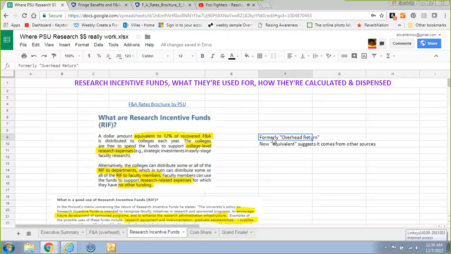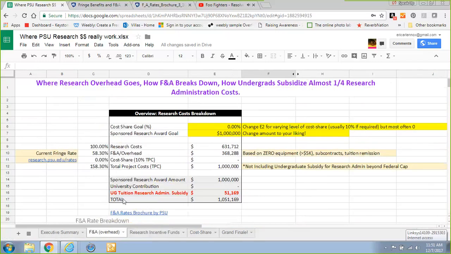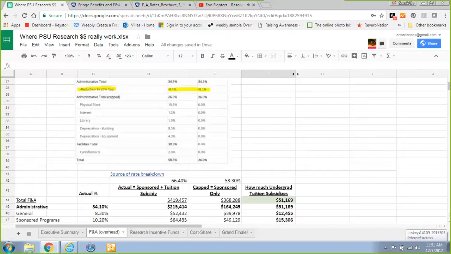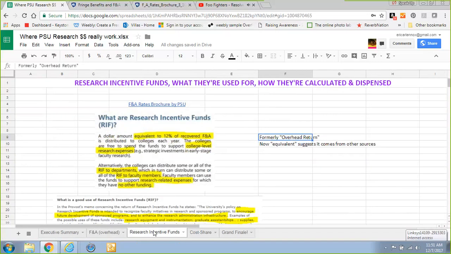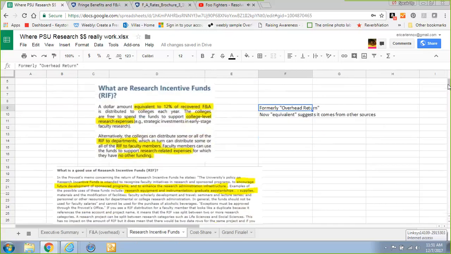But now the equivalent to 12% suggests that it doesn't come from the FNA, and that's why it's not part of the list that you see, the general sponsored programs. It's not part of this list in here, right? There's no research incentive fund, so I think it comes from a different pool of money, but it's equivalent to the incentive funds. And obviously, since you have FNA that gets returned to the college, yeah, I won't make that jump because people will get mad at me.